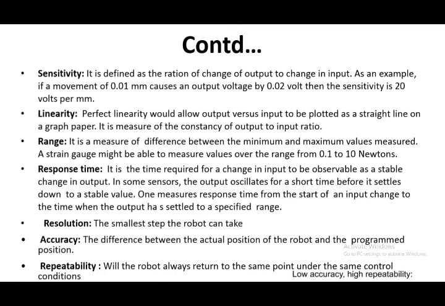Resolution: the smallest step the robot can take. Accuracy: the difference between the actual position of the robot and the programmed position. Repeatability: will the robot always return to the same point under the same control conditions.